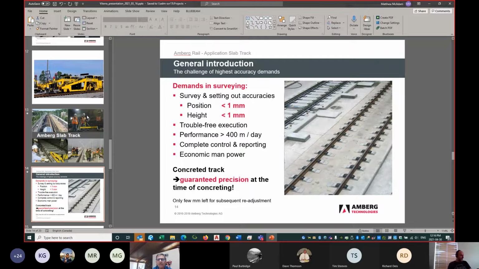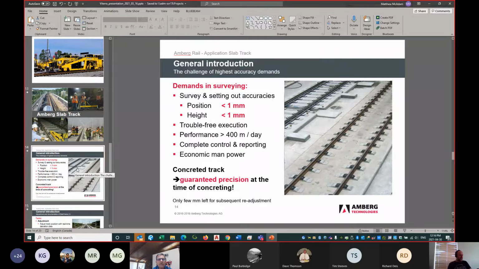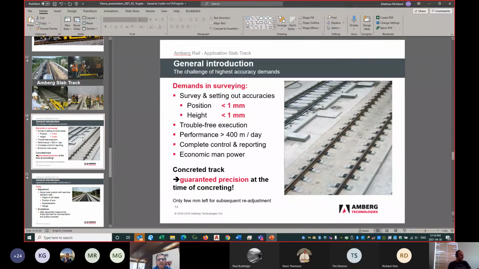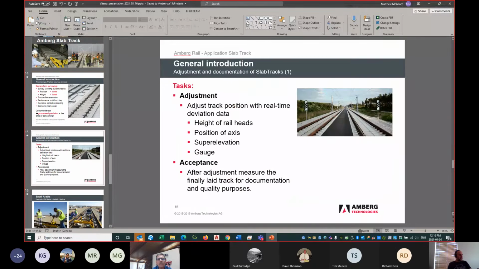So, and we've used this on some of these applications, and I'm sure we've had some pretty good success on them. So again, with the same thing with the ballasted as with the slab track, you're adjusting the rail geometry. So height of rail heads, super elevation, gauge, that sort of thing. But you're doing it in such a way that it is presented in such a way that suits the needs of construction for those slab tracks.